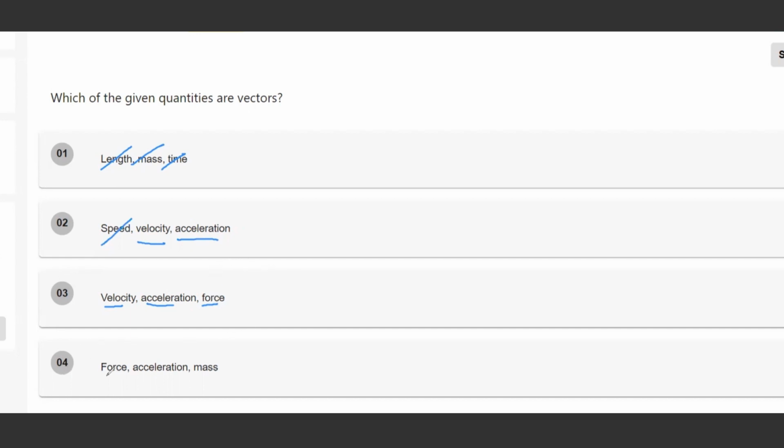So also look at answer 4. Although force and acceleration have directions, mass does not. This is why answer 4 is incorrect. I hope you have a better understanding of this topic. Thank you for listening.